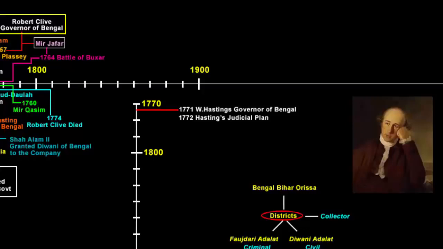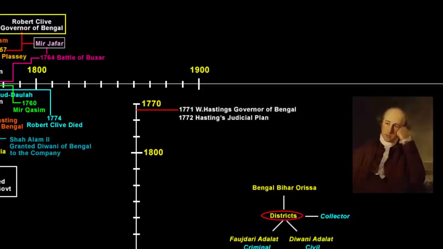The idea behind the plan was to create a fair justice system by correcting the defects and to retain as far as possible the local tradition and codes of law to which the people had become accustomed. That's why the Qazis and the Pandits were asked to interpret Indian laws for the English district collectors. Basically, Hastings' plan was to create a fair system of justice for the local people.